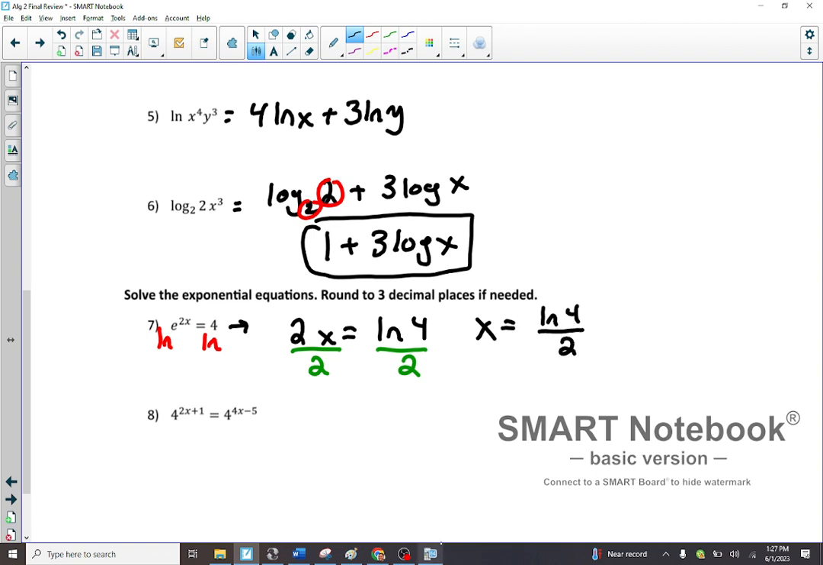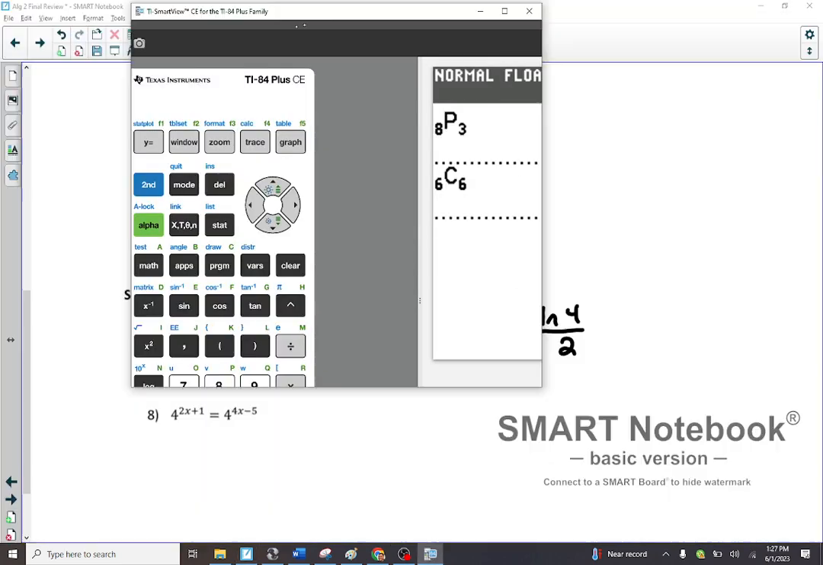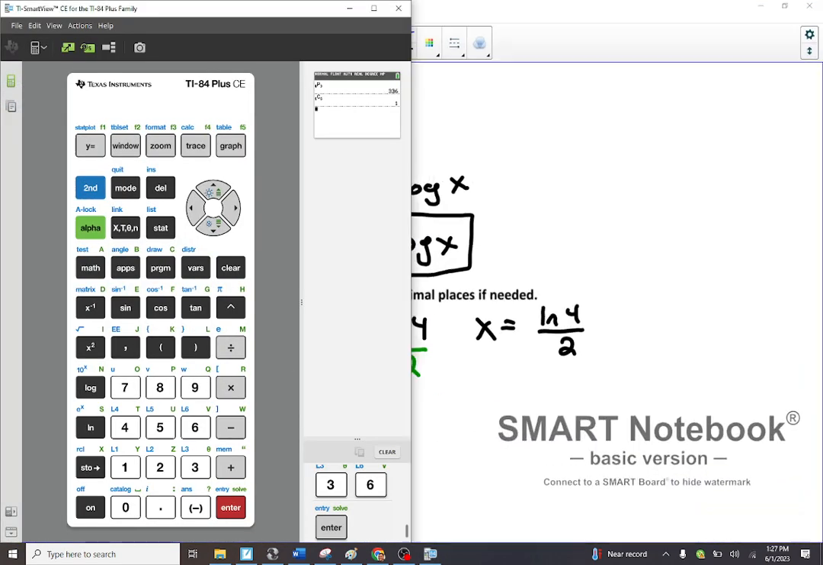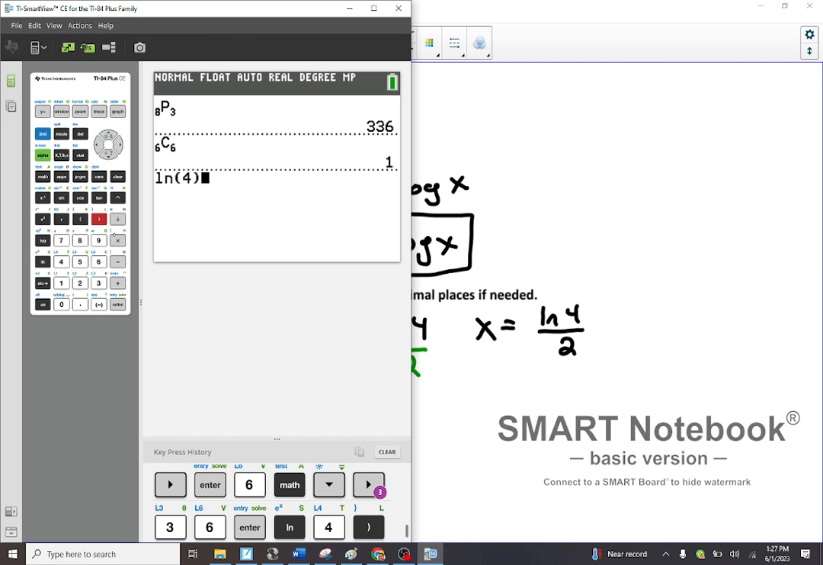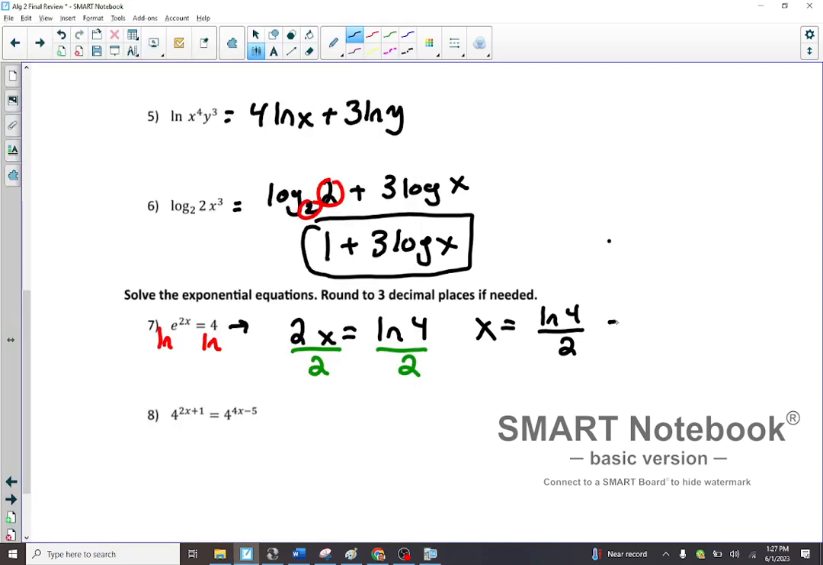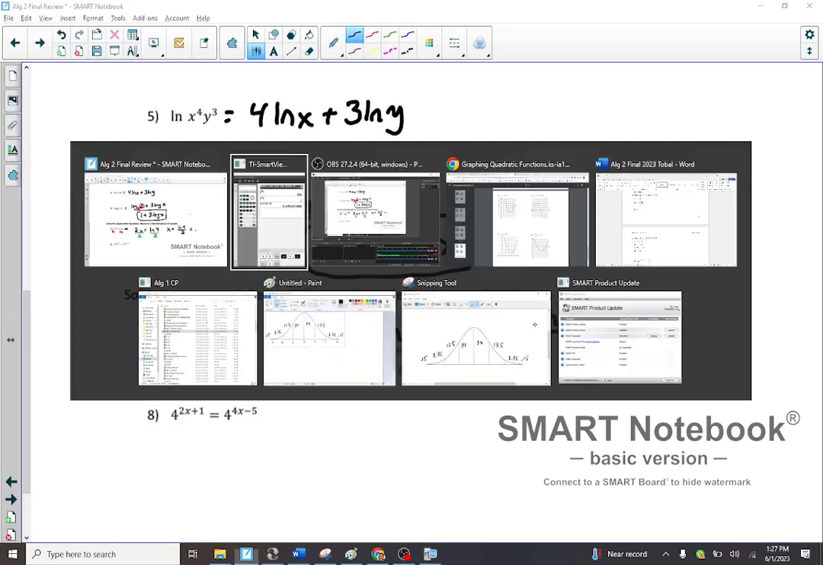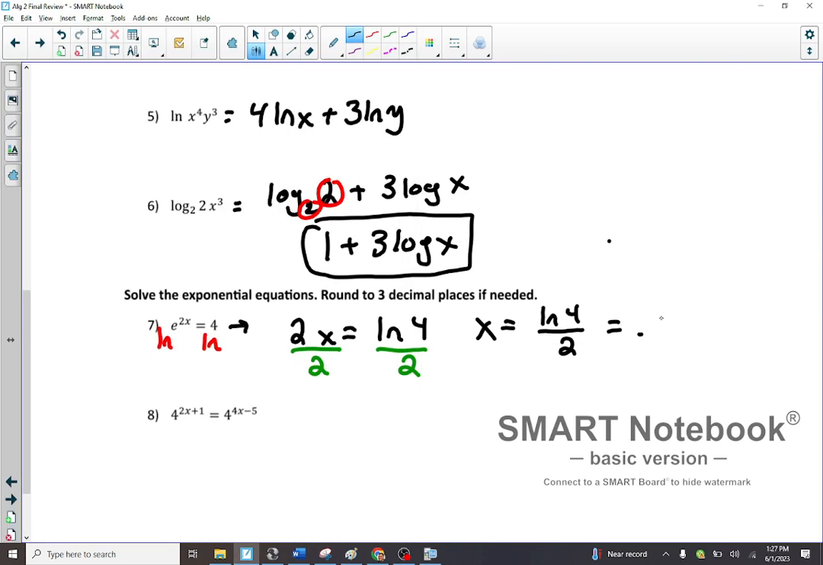Make sure you have your calculator because you can't get the number without it. So I'm going to pull out the calculator here. And I need to actually type in what I have, which is ln 4, close the parenthesis, divided by 2. So 0.693, to three decimal places.